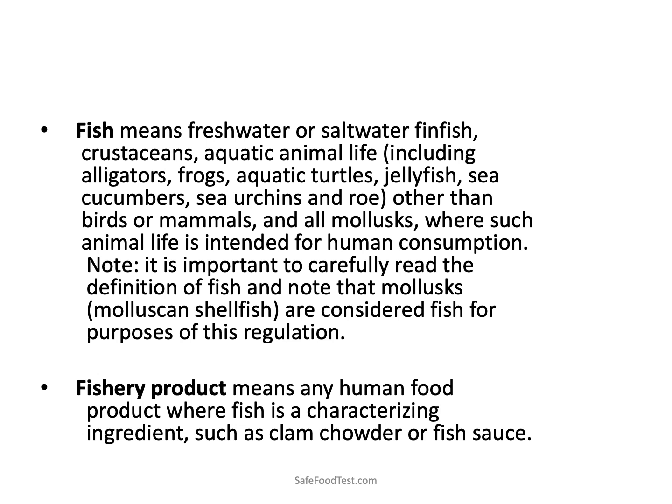And a fishery product is defined as a human food product where fish is the characterizing ingredient, such as clam chowder or fish sauce. USDA regulations quite frequently use percentages to determine if it's a USDA food, like 2%, 3%. A fishery product is defined as a product where fish is the characterizing ingredient. Very important.